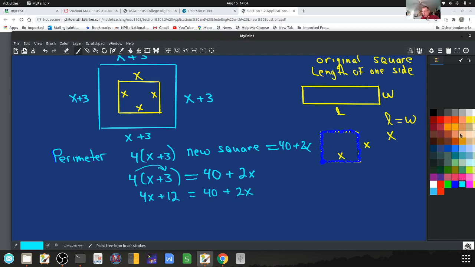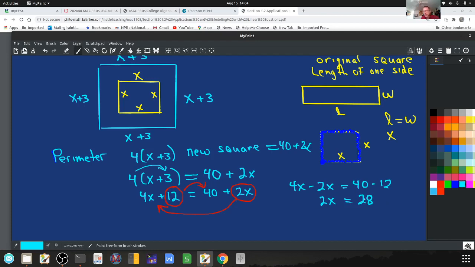So what I'm going to do is take my 12 and move it over here, and my 2x and move it over there. And that's going to give me 4x minus 2x. Remember, the price of moving my 2x over is it changes its sign. It is equal to 40. The 12 also changes its sign. So that gives me 2x is equal to 40 minus 12, which is equal to 28.